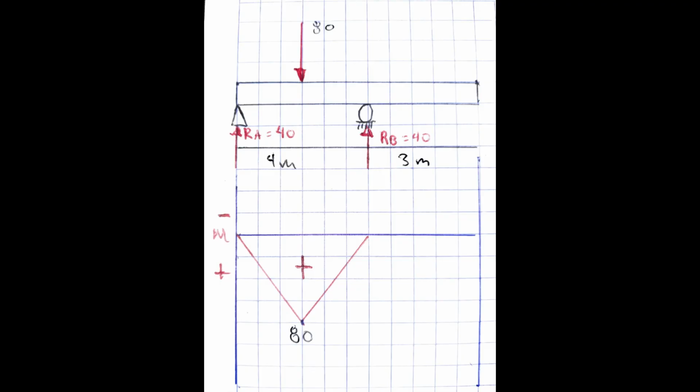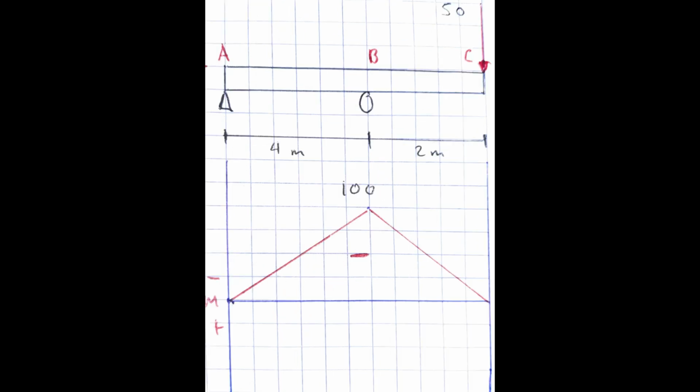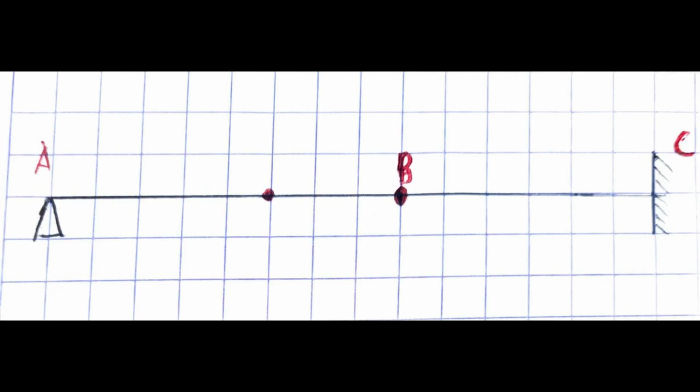Now we will graph the moment diagram, knowing that moment is equal to the force times the distance. We have 40 times 2 meters, which is equal to 80, as shown in the figure. We do the same for the next beam, 50 times 2 meters, which is equal to 100. Then we join the two diagrams and conjugate the beam.